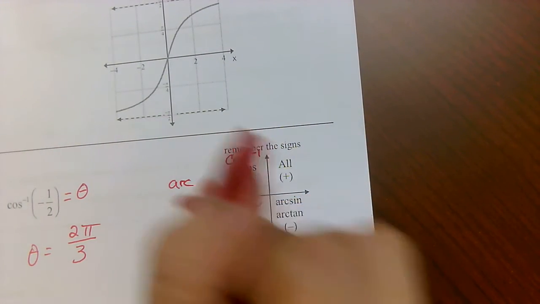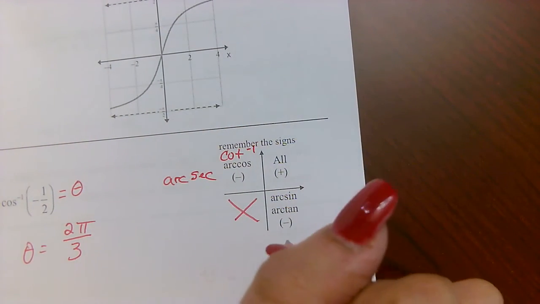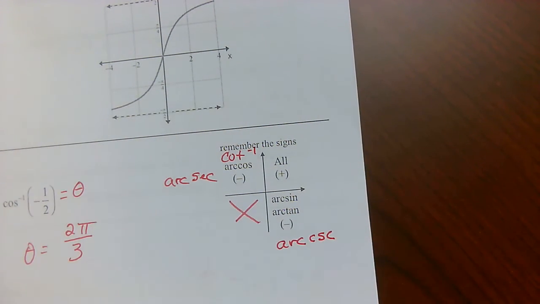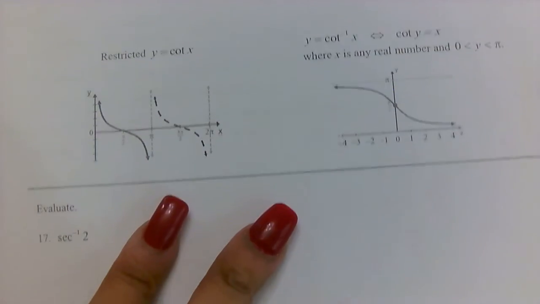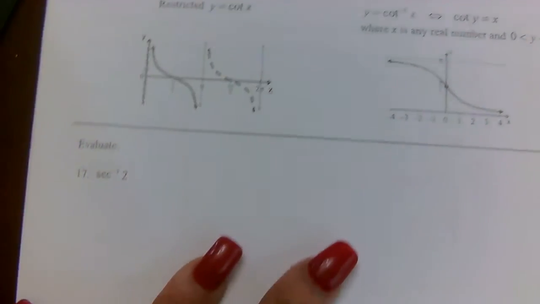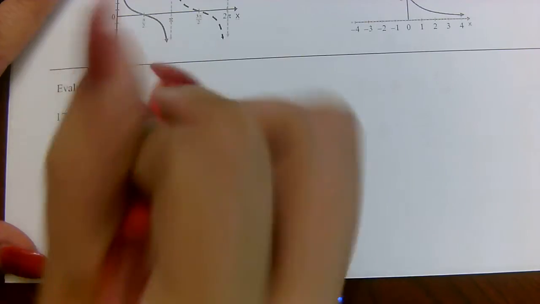This will be arcsecant, and here would be arccosecant. Okay, for negative values. All right, let's go back to that page. Now let's go ahead and look at the information we have over here. Okay, and cotangent, we already talked about that one. Okay, so on this one here, we're going to go ahead and set this equal to theta.